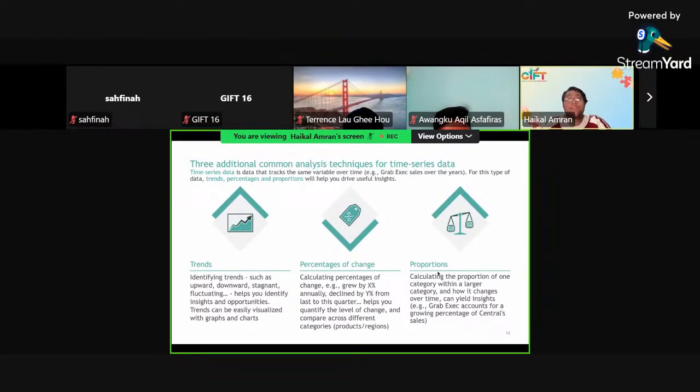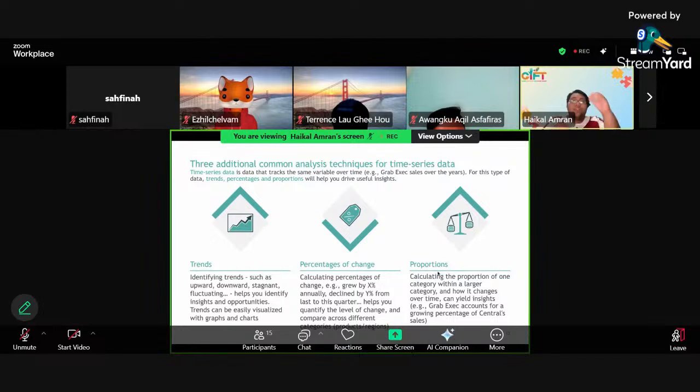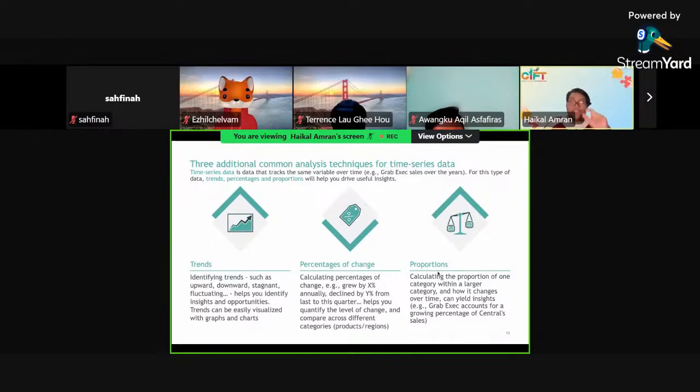From 2022 to 2024, Grab Executive sales has seen an increase of up to 70%. And within the Grab Executive sales, we can see that the East Coast region, for example, is the largest market for Grab Executive. So for each of those analyses, each layer, whenever you want to come up with a new analytical point, you need to use all three of these common analysis techniques. Please remember and refer to this slide as you are working on your analysis.